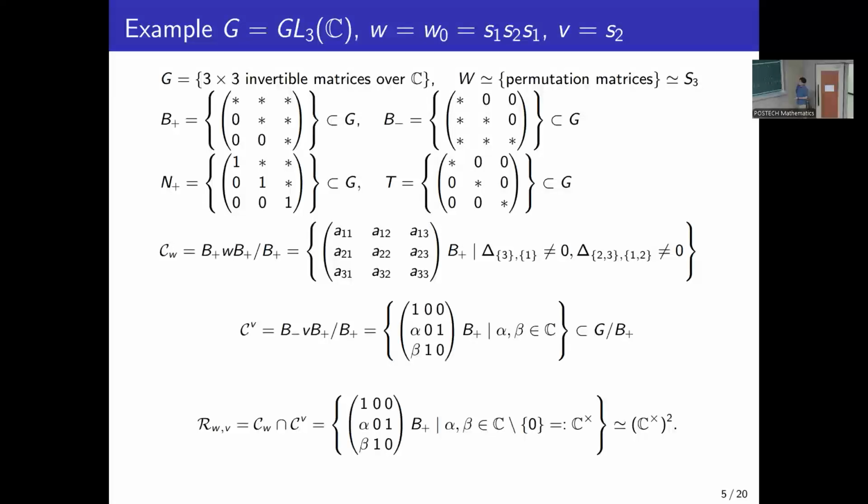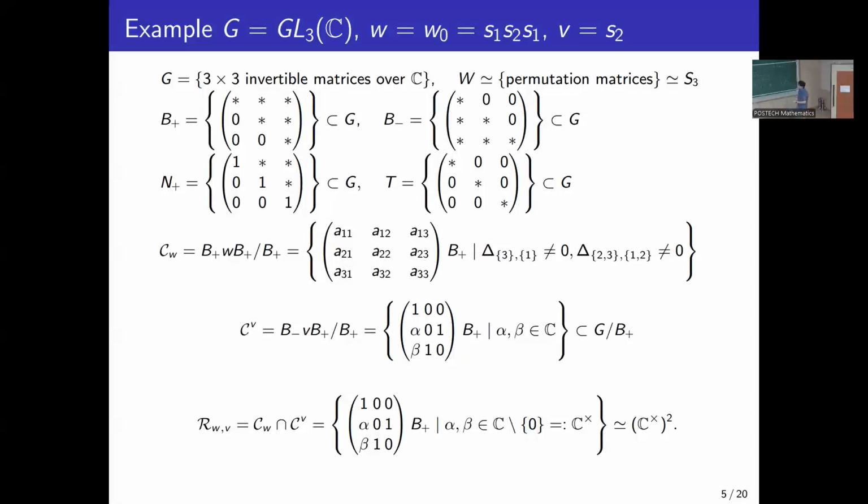So let me give the example. The GL3 case. As I told you, our group G is just the non-singular matrices. And then the Weyl group is isomorphic to the symmetric group of three letters, and we can identify it with the set of permutation matrices in this case. The positive Borel is the upper triangular matrices, and the negative Borel is the lower triangular matrices. And here N plus, the positive unipotent group, means all diagonal entries are equal to one, and it's upper triangular. And T denotes the maximal torus, so diagonal matrices.